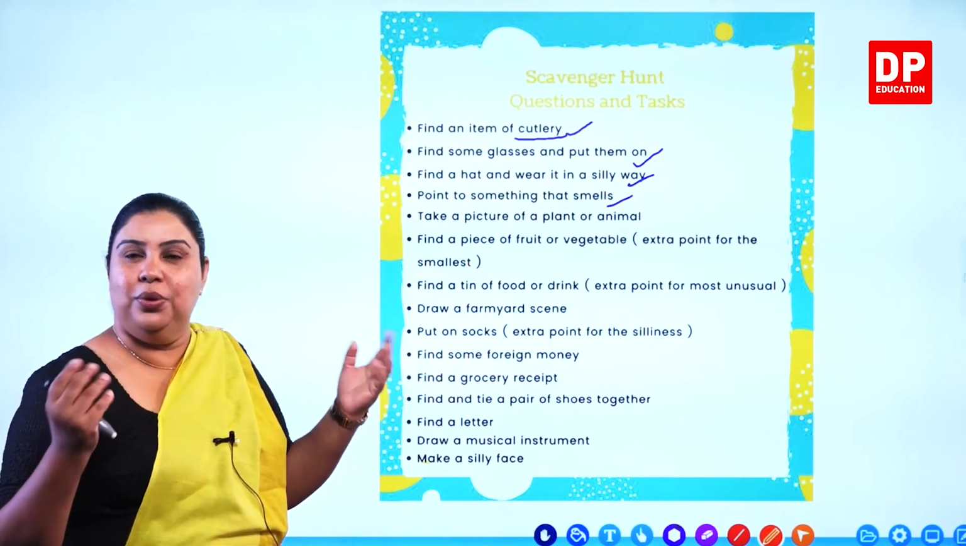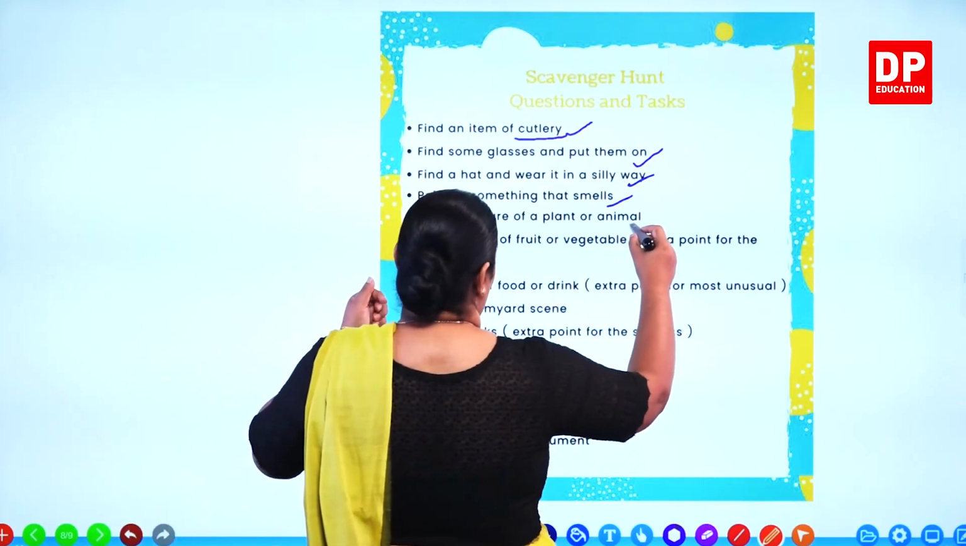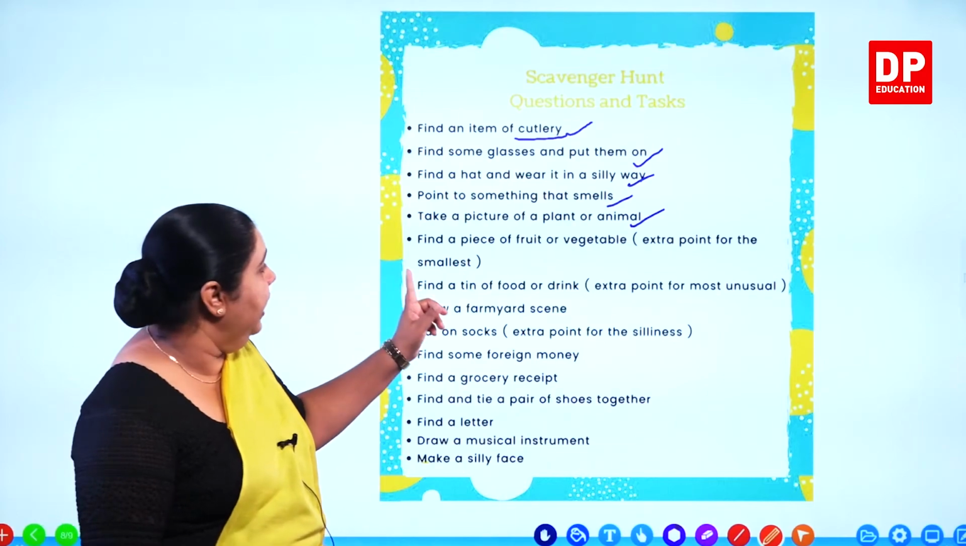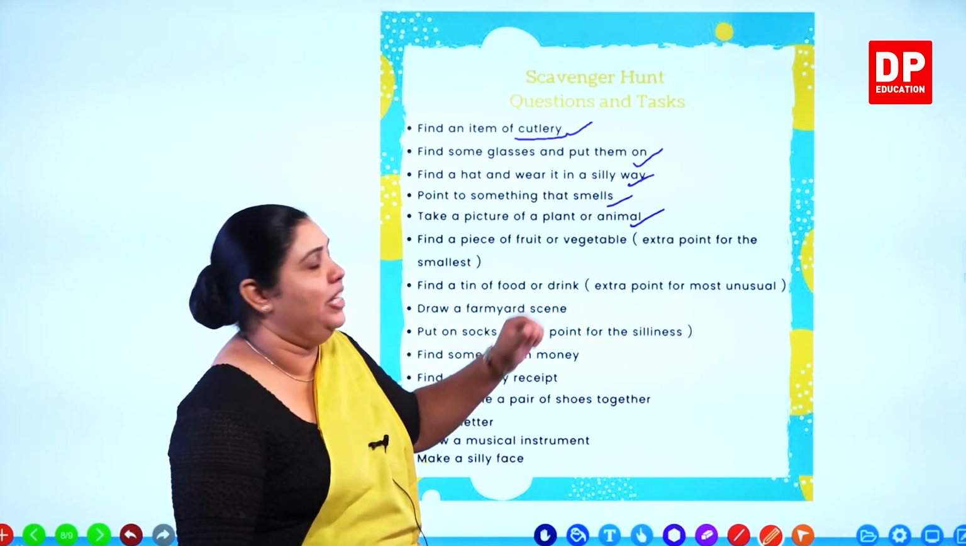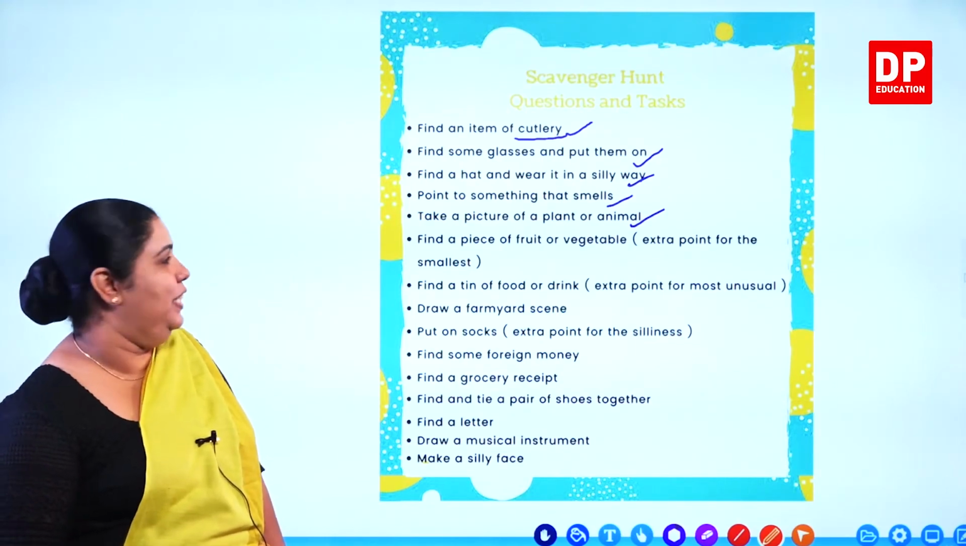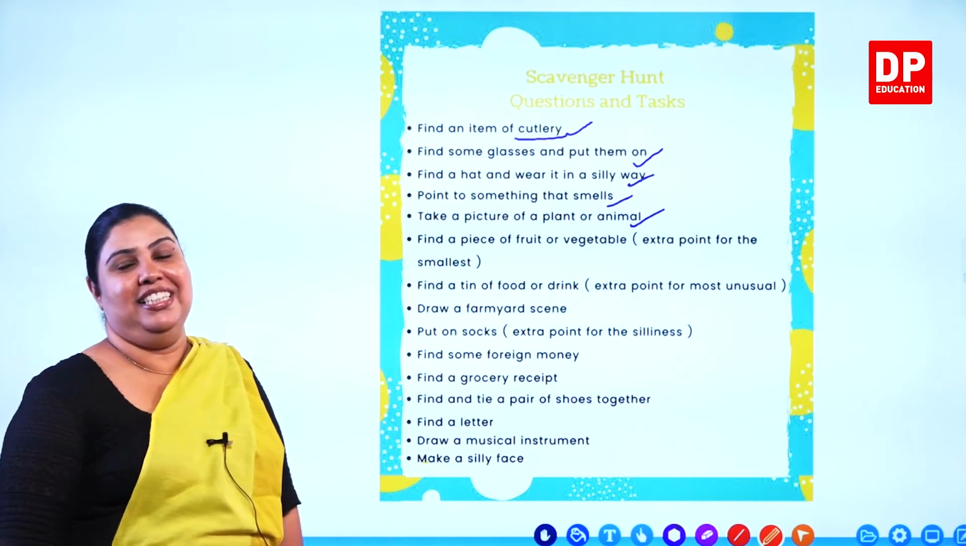That is something that you can do as a scavenger hunt. Right? So you can take a picture of a plant or animal. Next one. Find a piece of fruit or vegetable. Find a piece of fruit or vegetable. Then they say extra point for the smallest.